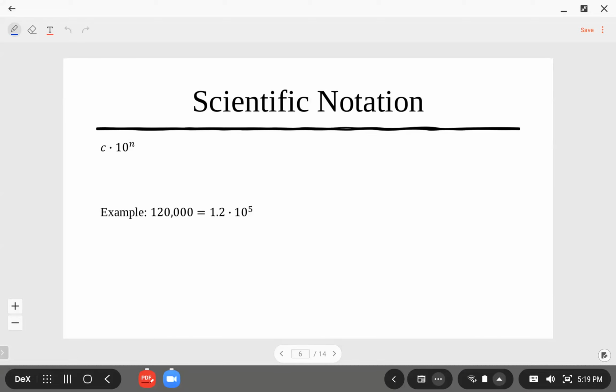Scientific notation is written in this form. And here C represents a number between 1 and 10, but not including 10, okay? C is a number between 1 and 10, but not including 10.